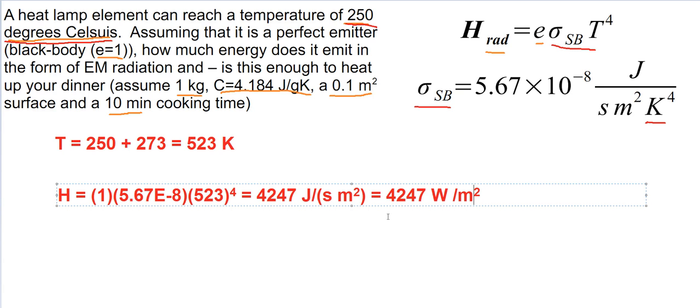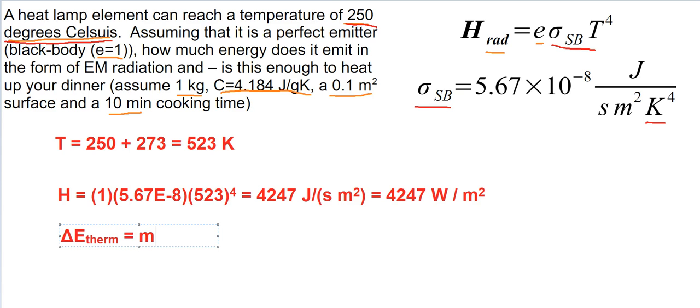And so this is basically telling you how much power per unit area you're delivering to your dinner. Now, with that being said, what you can do with this is figure out how much thermal energy you're going to deliver to your dinner over a period of time. This is telling you the rate per unit area. So if you want to figure out the thermal energy that you are delivering to your dinner, this will of course be a change in thermal energy, because you have some thermal energy initially.